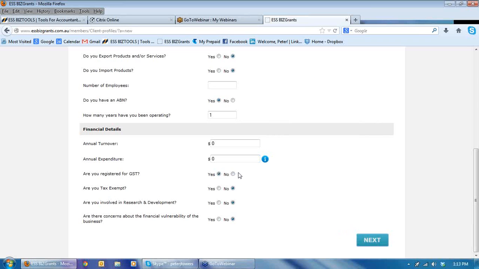Businesses need to be registered for GST to seek the grants which are listed in ESS BIZGrants, and if they're tax exempt they won't be able to see any grants because they will not be available to them.